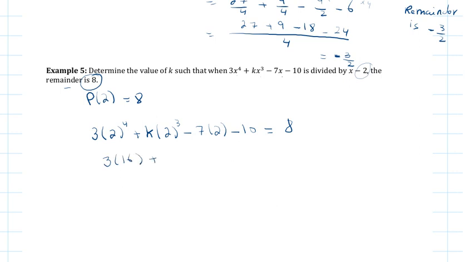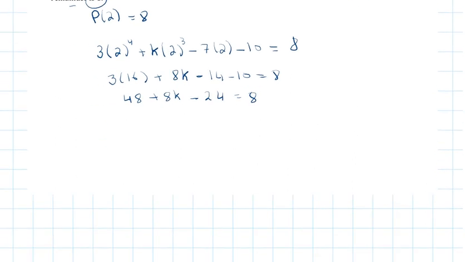Let's do that. First, I'm going to get rid of the exponents. 2 to the power of 4 is going to give me 16, so I have 3 times 16 plus 2 cubed, that's 8, so that's 8k, minus, I can do 7 times 2 right away, so that's 14, minus 10 equals 8. 3 times 16, that's 48, plus 8k, and I can add these two together, so that's minus 24.